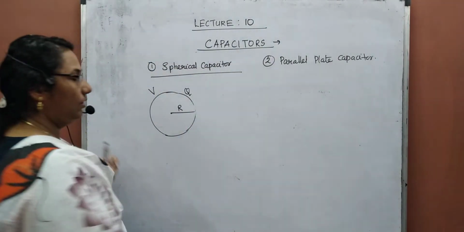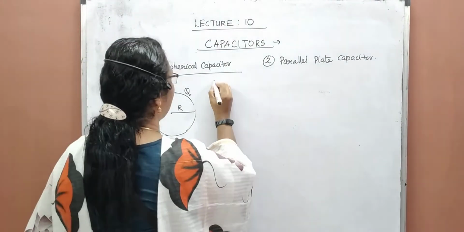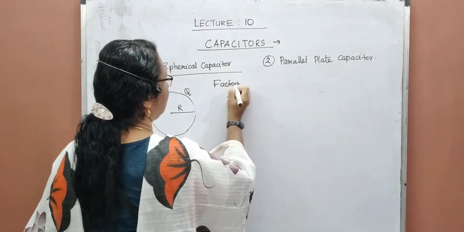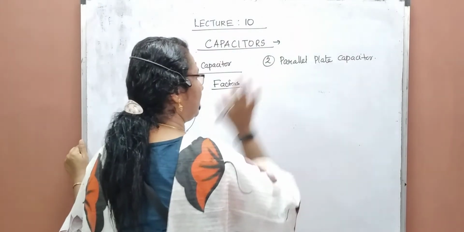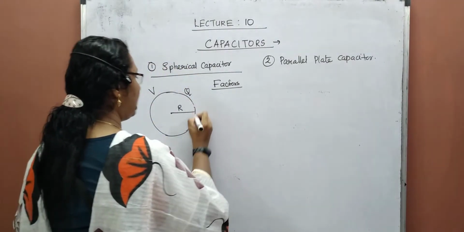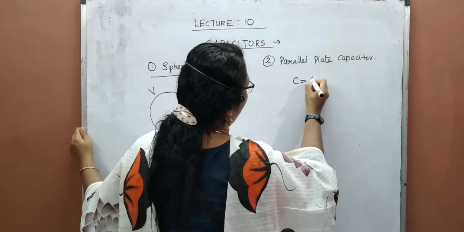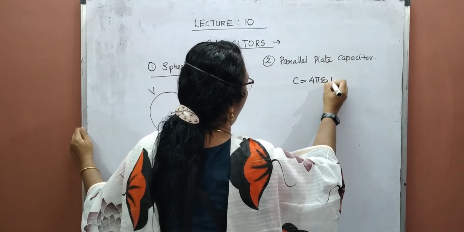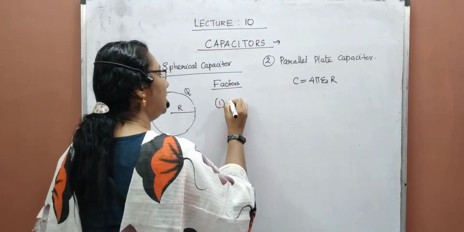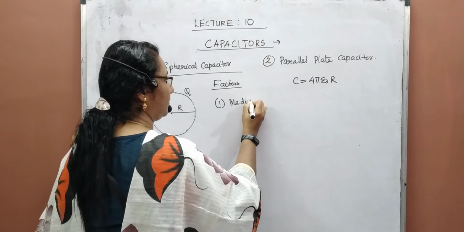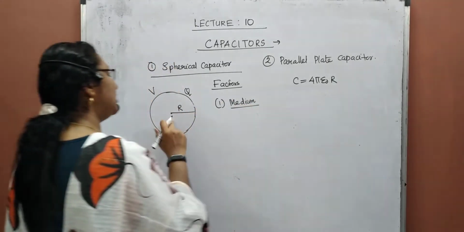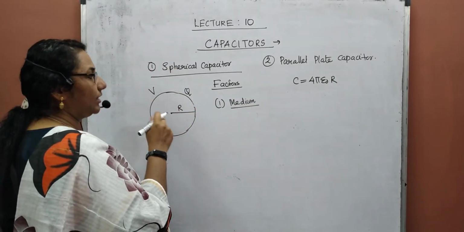So, we are now going to the factors affecting the capacitance of a spherical capacitor. Since the equation for capacitance is 4 pi epsilon 0 R, the first factor is the medium itself. That is, suppose a dielectric medium is filled inside the capacitor.